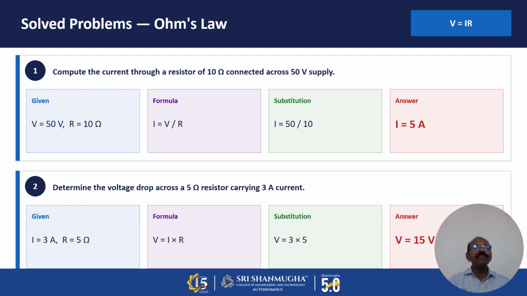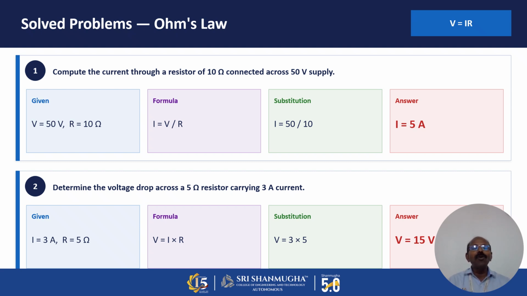So given data V is equal to 50 volt, R is equal to 10 ohm, and we have to find out current. So according to Ohm's law, I is equal to V by R. Then you substitute the value V is equal to 50, R is equal to 10. Then you will get the answer 5 amps. Okay. Next, we'll discuss another sum.